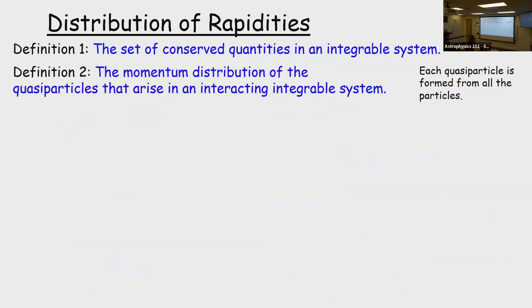Okay, so there are two ways to define rapidities. They are either the set of conserved quantities in our whole system, which is true for part of the solution of the Lieb-Liniger gas, or they're the momenta of the quasi-particles that arise, right? And these are quasi-particles where there's an entire reshaping of the system, so that each quasi-particle is formed by a description that involves all the individual particles, all the pairs of particles. The pairs of particles together, when you form strings out of them, give you a set of quasi-particles. Those quasi-particles have some momentum, and those momenta are the rapidities.